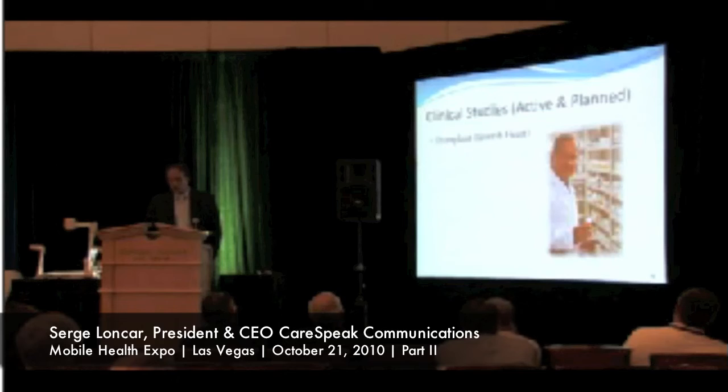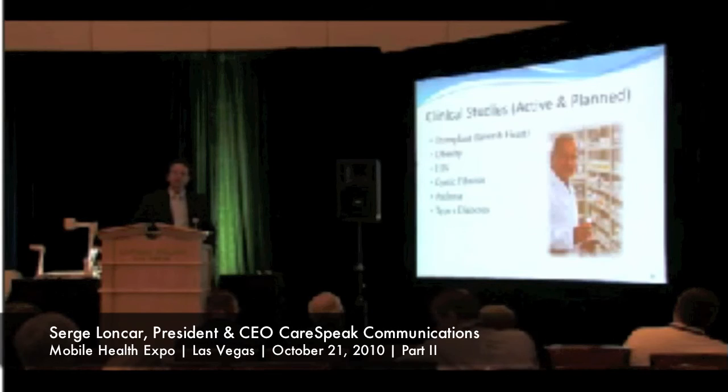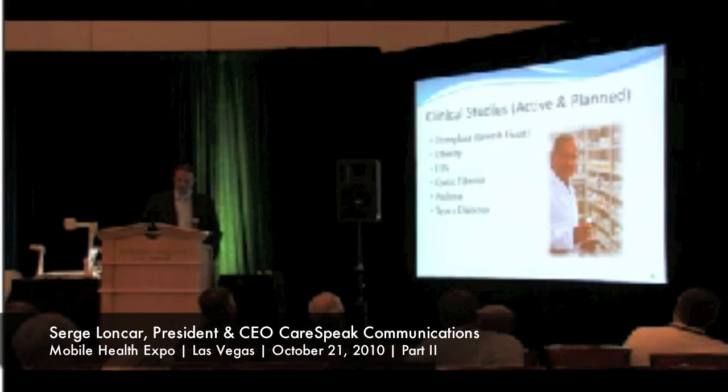Some of the things we're working on currently in our planning are transplants. We're deployed now at Mount Sinai for liver and at Columbia Presbyterian for heart transplant. We're also working on the obesity program, HIV, as we talked about, cystic fibrosis, asthma, and type 1 diabetes. So these are programs that are in development now, and there are some other ones that we're discussing.